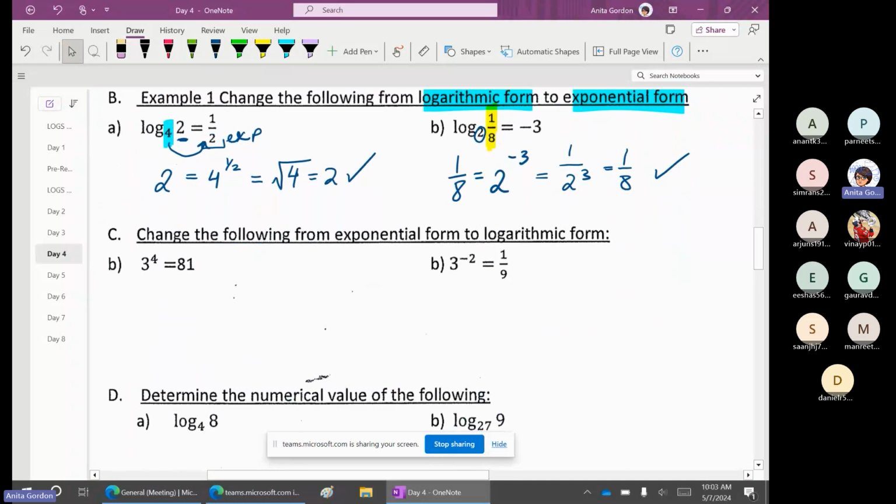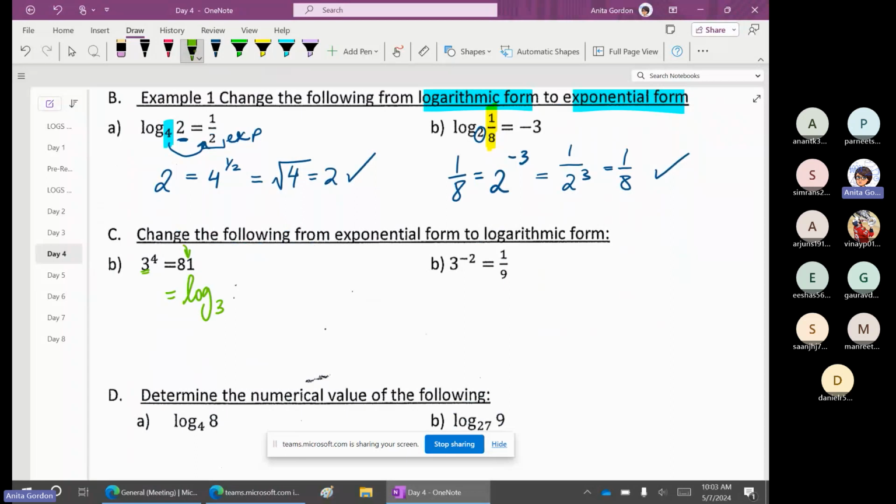So now it's asking us to go backwards, change the exponential and make it into logarithmic form. So now the base of the exponential becomes the base of my log.